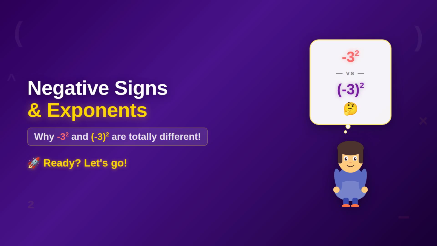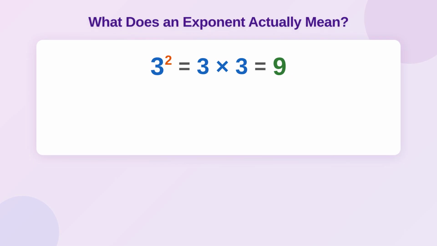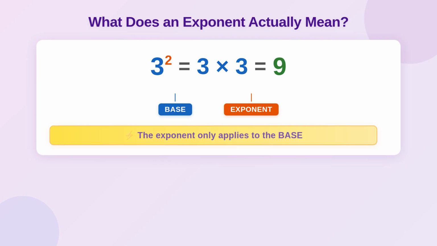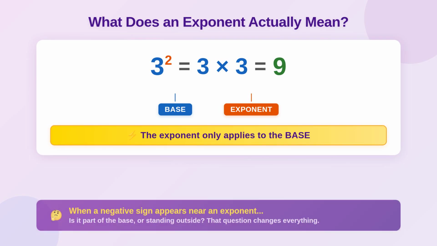Ready? Let's go. Before we solve Maya's mystery, let's make sure we understand what an exponent is. An exponent tells you how many times to multiply the base by itself. So 3 squared means 3 times 3, which equals 9. The little 2 up top is the exponent, and the number below it is called the base. Simple enough, right? Here's where it gets interesting.